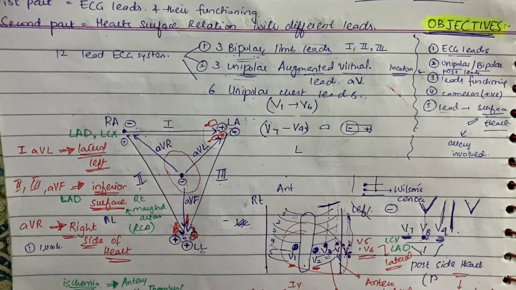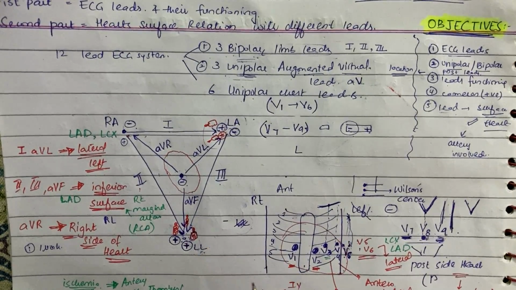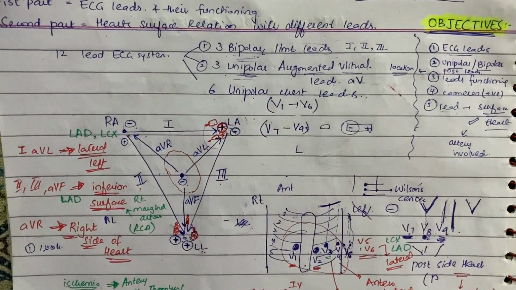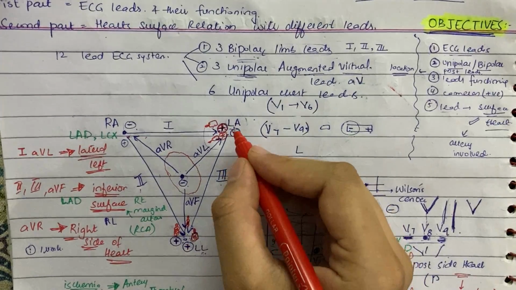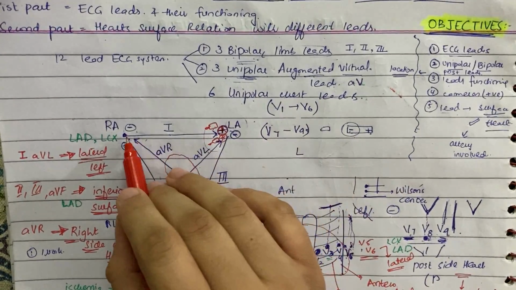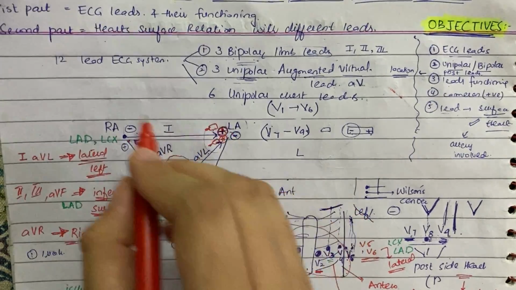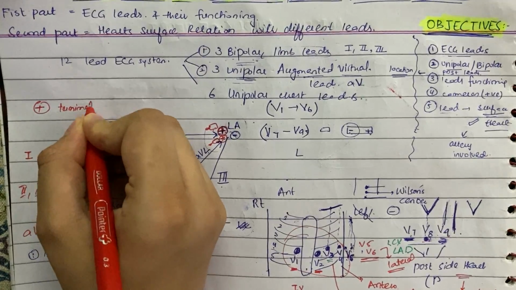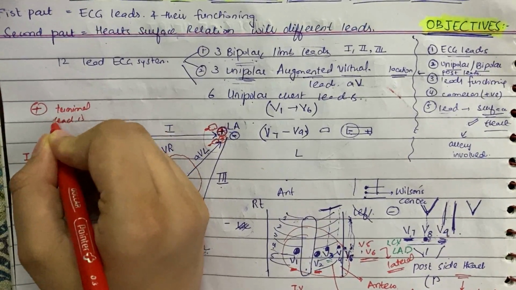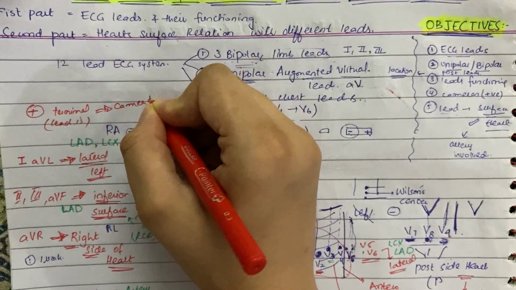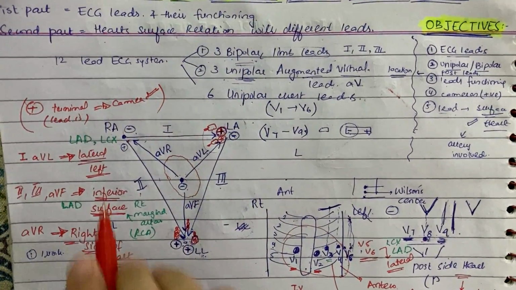My teacher Dr. Mubin explained to me in a very good way that wherever the positive terminal of the lead is present, that basically shows that the camera is attached there and it is looking at the heart from that surface. So suppose this is lead 1; remember this point: this is a rule, wherever the positive terminal of a lead is, there the camera would be present. This is very important.